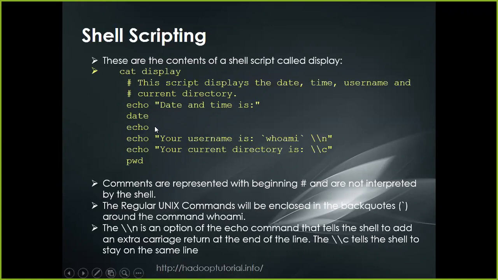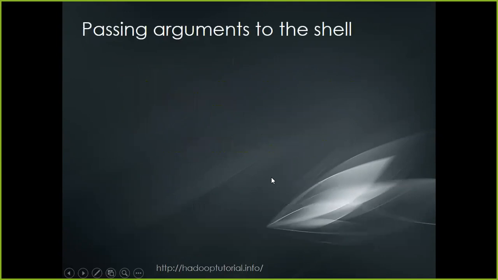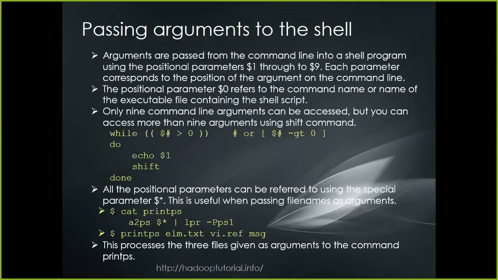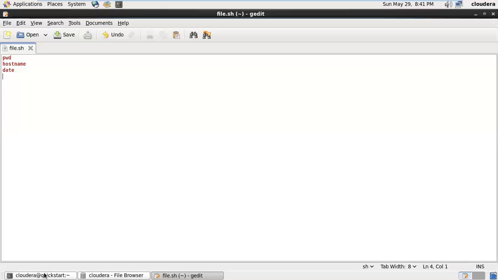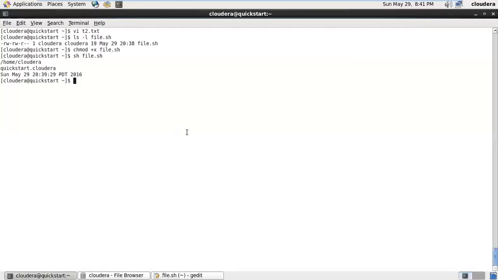Within any of your text, if you have any Unix statements, like whoami is a Unix command and this is a string, if you have any Unix commands within that, then we can enclose them in backticks, these back quotes. Then this is treated as a Unix command. And passing arguments from the command line, you can do it this way.